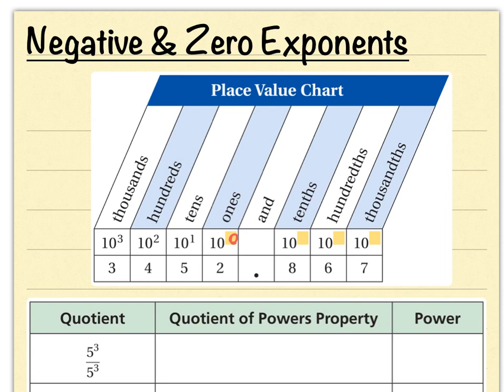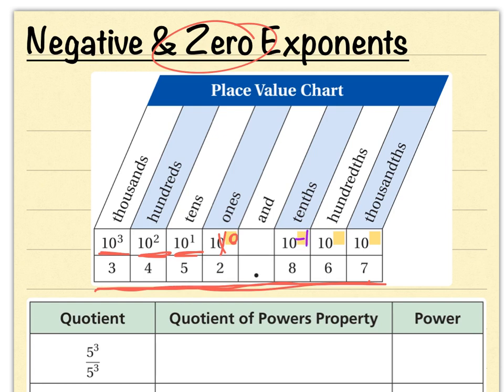So again, if I had the number 3,452.867, that was my number. The 3 is in the thousands column, which is 10 to the 3rd. The 4 is in the hundreds column, 10 squared. The 5 is in the tens column, which is 10 to the 1st. And the 2 is in the ones column, and since there aren't any zeros in the 1, that would be 10 to the 0 power. So one of the things we'll talk about, like I said, is the zero exponent.